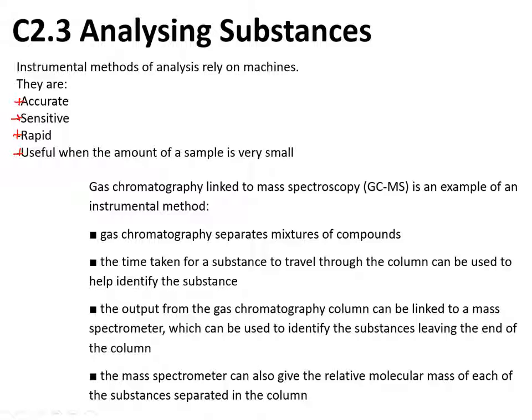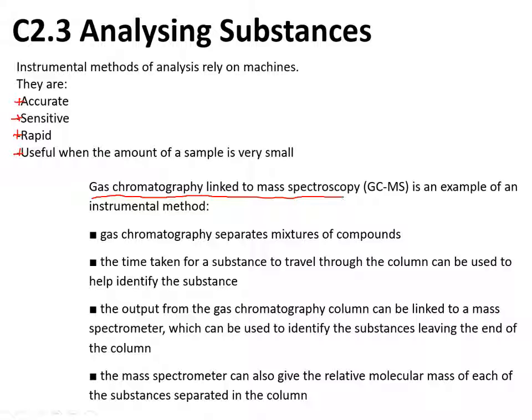So in forensics, for example, if somebody smashes a window while they're committing a crime and a bit of blood is left on the window, it'd be much more useful to use a machine to analyse that sample than anything else, because it's obviously going to be very tiny.